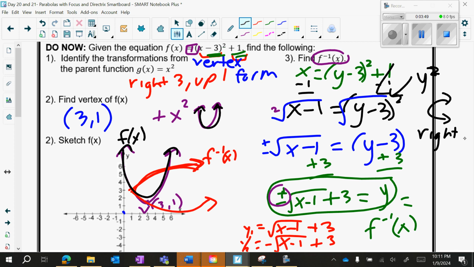So notice also the vertex of this changed. Before, the vertex was, change the sign here, 3 and then the 1, 3, 1. But here the vertex winds up being 1, 3.